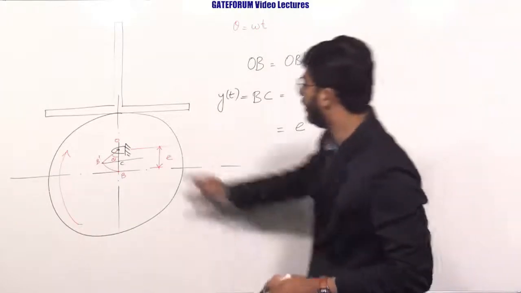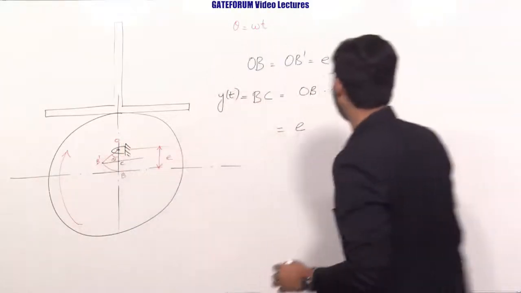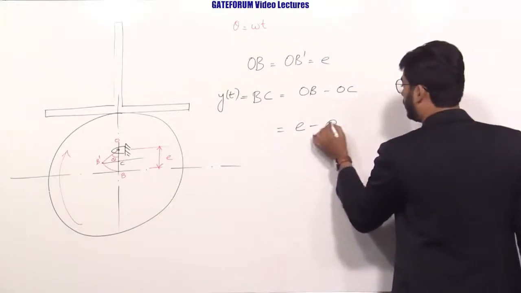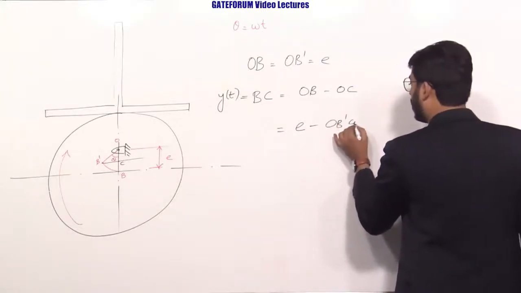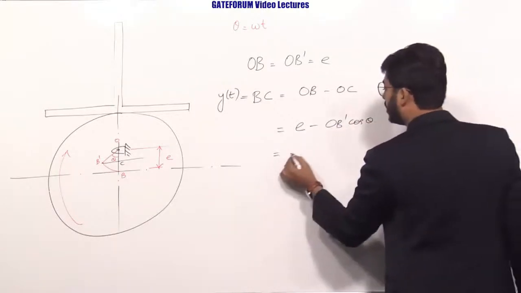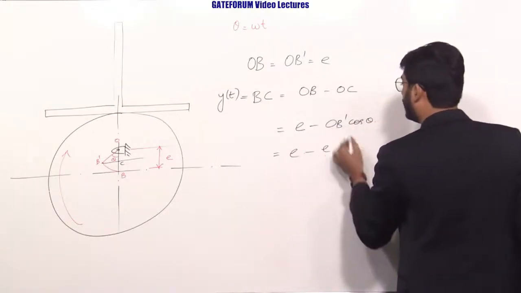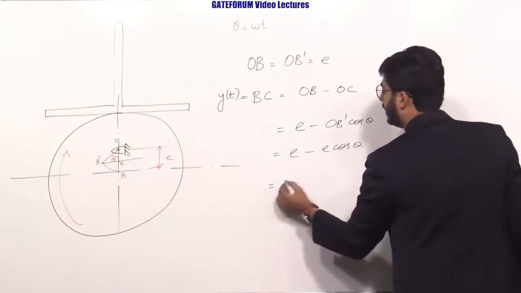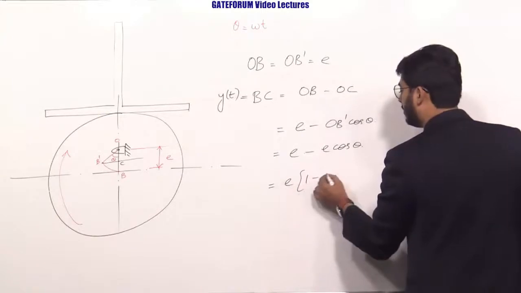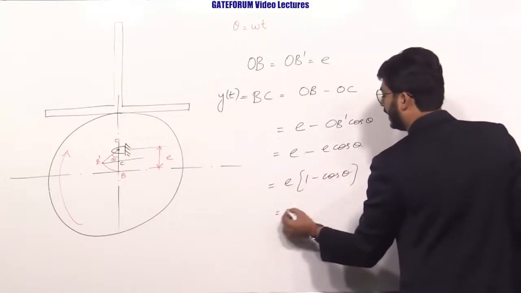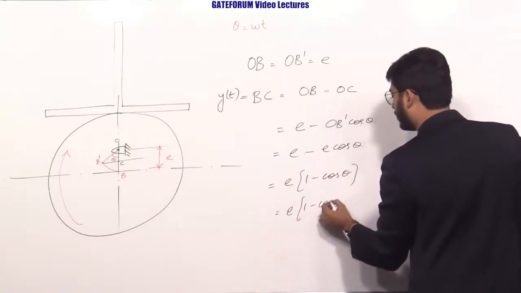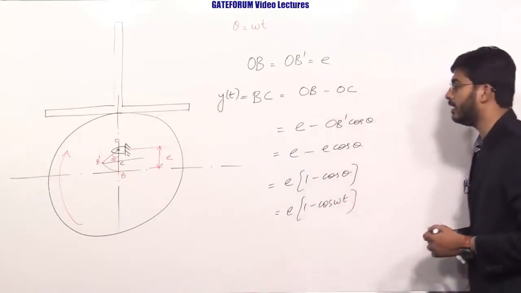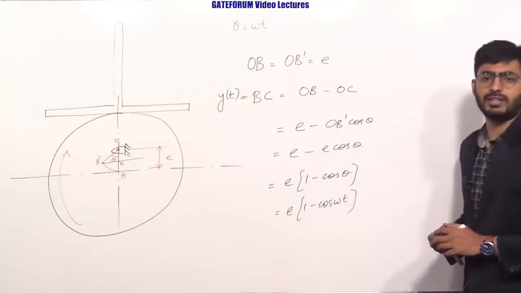and OC will be equal to OB dash cos theta, which is equal to E times cos theta, since OB dash and OB are equal. If I pull E out common, this will be E times 1 minus cos theta, or I can write this as 1 minus cos of omega t, which is matching with option D. Okay, so this is the end of the answer.